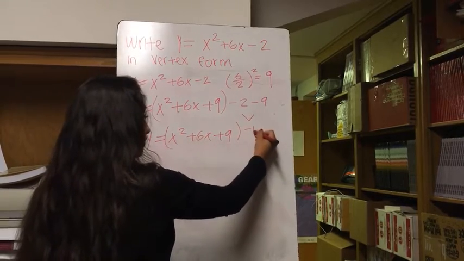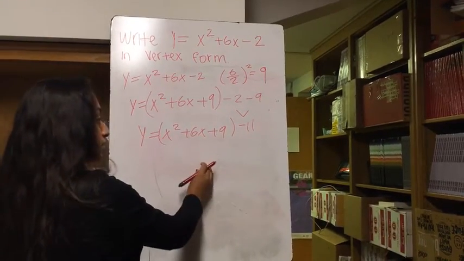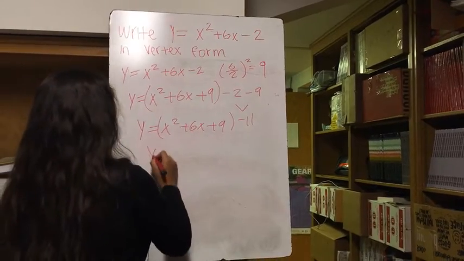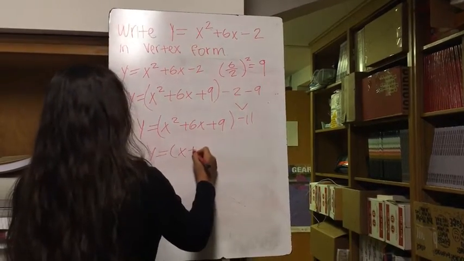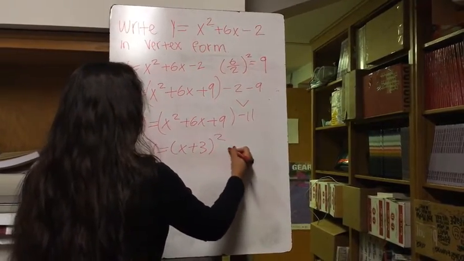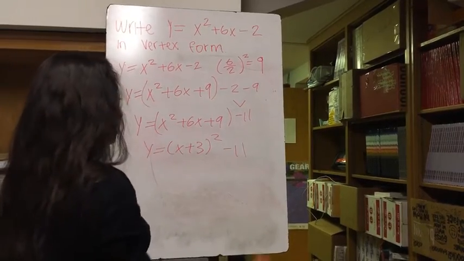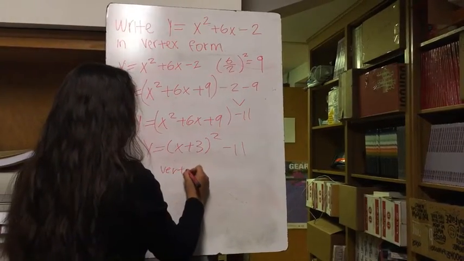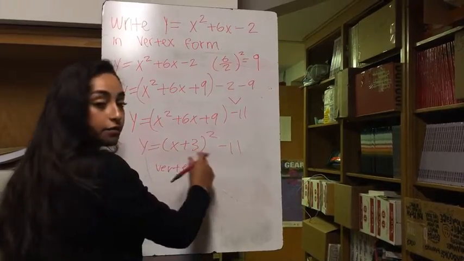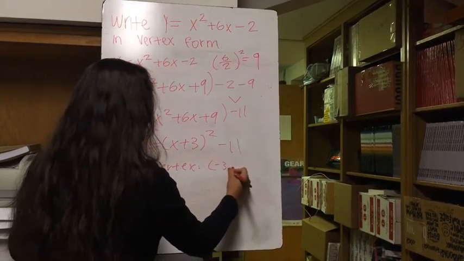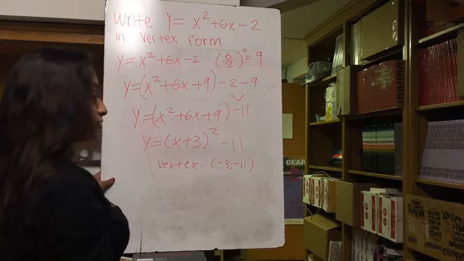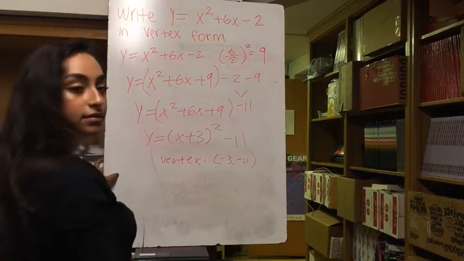This will be -11. Now you can factor this, and it will be y equals x plus 3 squared minus 11. And now you know that your vertex will be -3 and -11. And your axis of symmetry will be -3, and that is your answer.